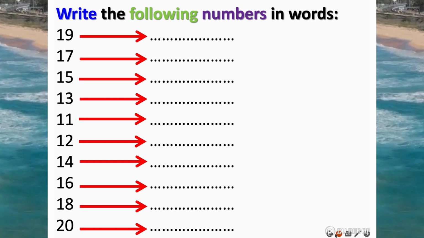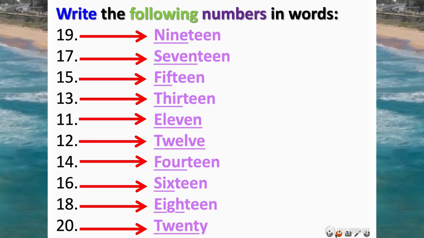Write the following numbers in words. So the first number is 19, 17, 15, 13, 11, 12, 14, 16, 18, 20. So we want you to know how to write these numbers from 11 to 20. Let's see the correct answers.